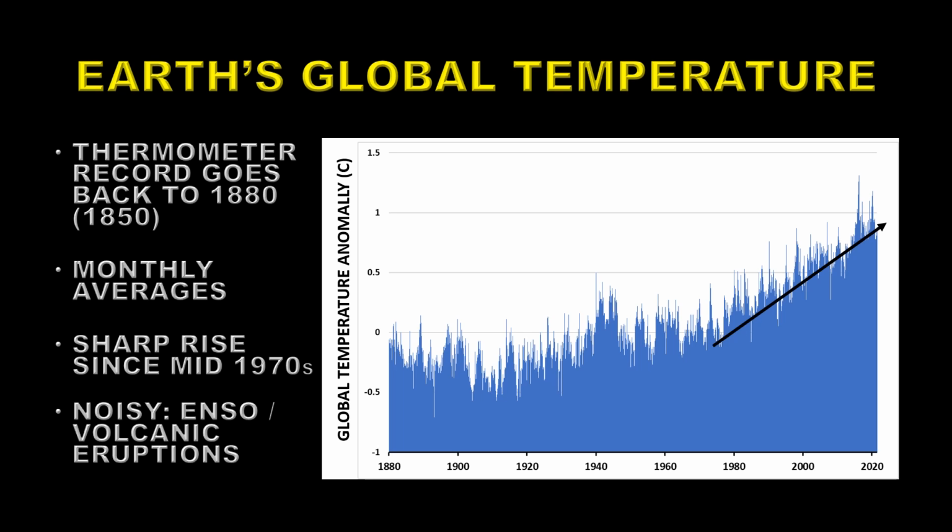But also there's a lot of noise on these data. Why is that? Well, first of all, you have El Niños that produce some of the peaks here, some of the highest peaks in fact. La Niña, some of the lowest dips. And also volcanic eruptions will produce dips as well. So we have to be mindful of those sorts of events.